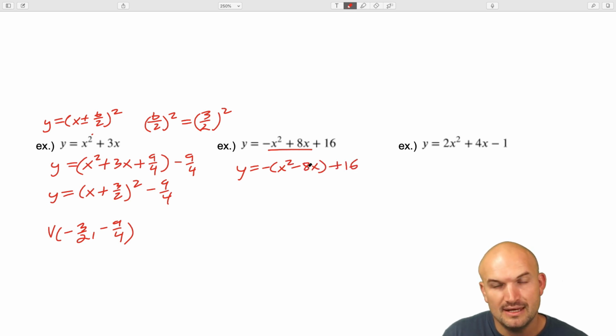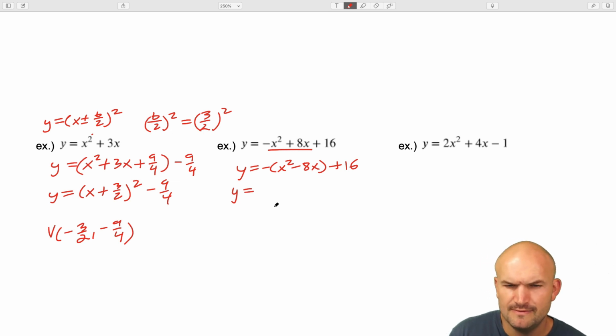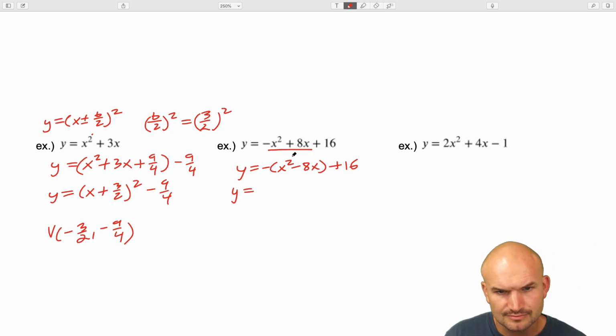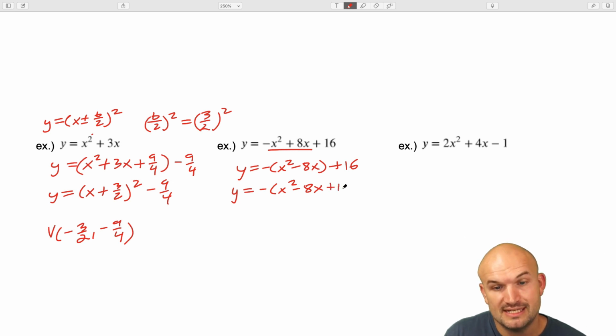plus 16. And again, take my b, take my 8, divided by 2 is negative 4. Negative 4 squared is going to be a positive 16. So I have y equals, and actually negative 8 minus 16. I think that would work. Yeah, it does. Let's just go through this work here. So if you have negative, x squared minus 8x, that'd be a plus 16.